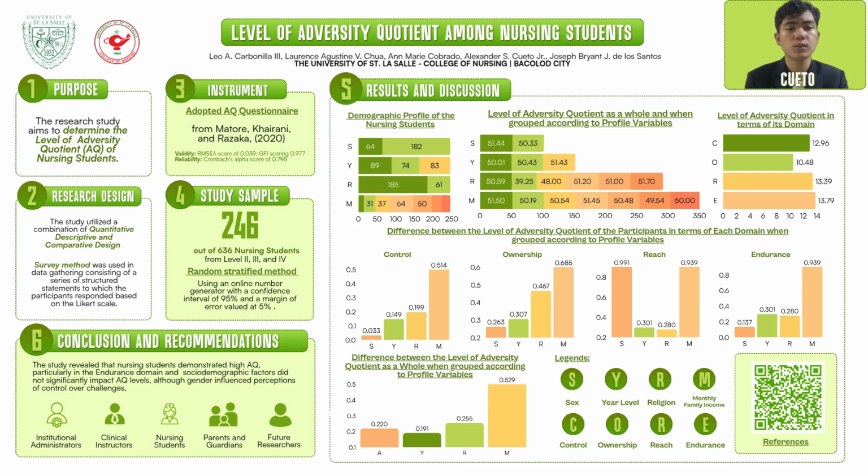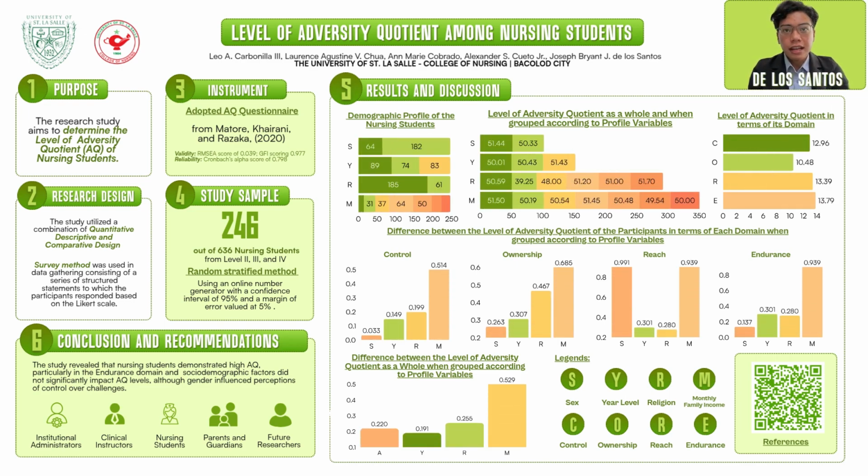Lastly, for the endurance domain, when participants were grouped according to sex, year level, religion, and monthly family income, the results revealed no significant differences in their AQ levels. This implies that participants' perseverance and ability to withstand adversity over time are consistent regardless of their profile variables. These demographic factors do not appear to influence their long-term resilience in facing challenges.